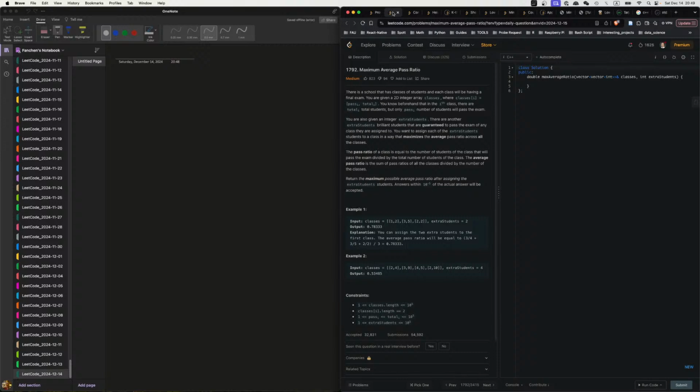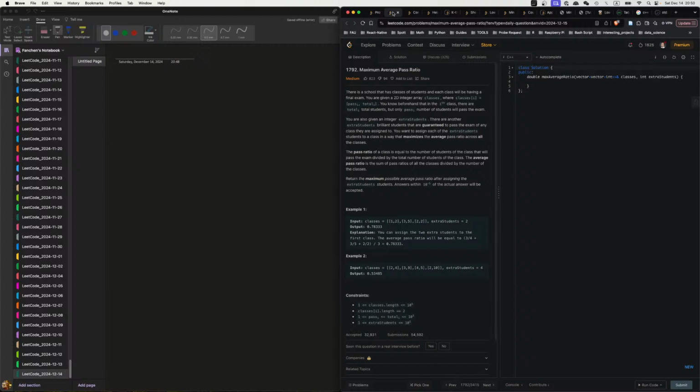brilliant students that are guaranteed to pass the exam of any class they're assigned to. You want to assign each of the extra students to a class in a way that maximizes the average pass ratio across all the classes. The pass ratio of a class is equal to the number of students of the class that will pass the exam divided by the total. The average pass ratio is the sum of pass ratios of all the classes divided by the number of the classes.